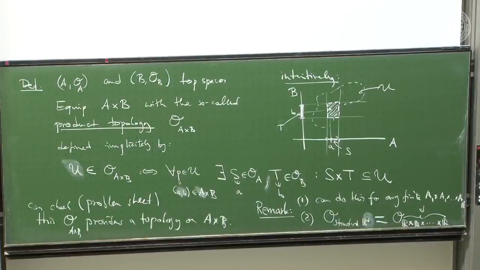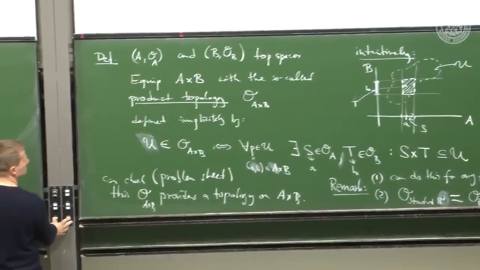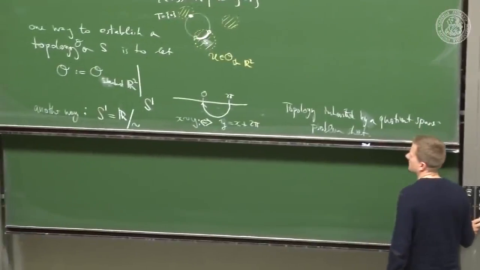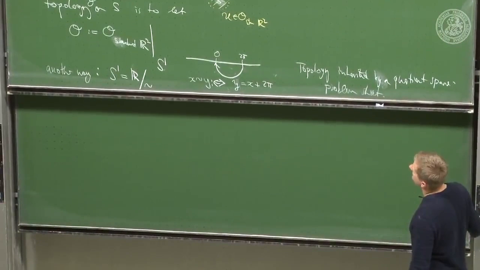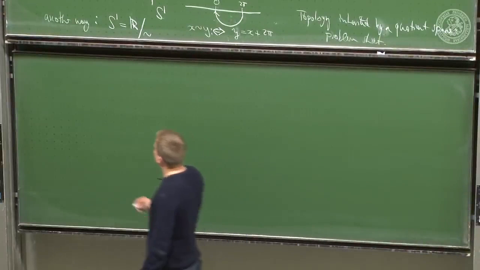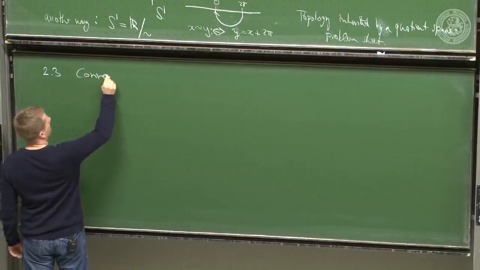But anyway, whenever you have a topology, the whole thing is only useful if you can then actually do something with it. In this case, I provide this. It's the convergence of sequences and the continuity of maps. So let's start with the sequences. 2.3 convergence.